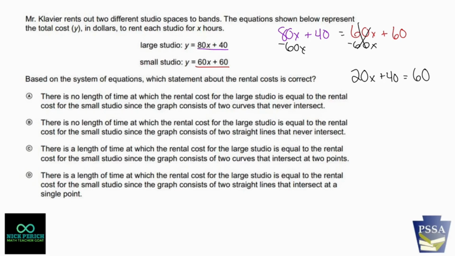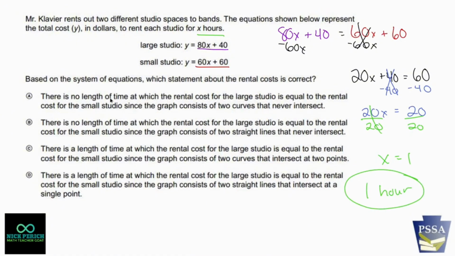Now I have a 2-step equation. Let's subtract 40 from both sides and eliminate the number that's floating around by doing the opposite. 20x equals 20. Now, 1-step equation, the last step we need to take, divide both sides by 20. Divide both sides by 20, and 20 divided by 20 is 1. Now, x represented hours, so this problem is going to be 1 hour that they're equal to.